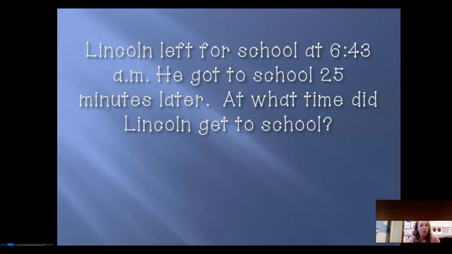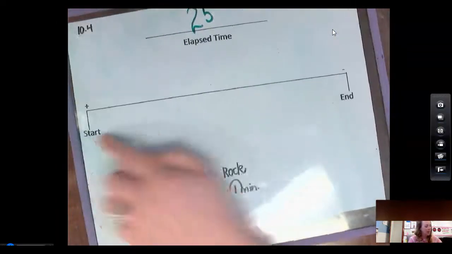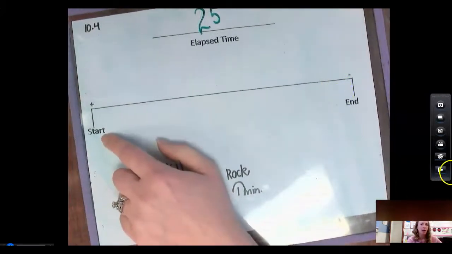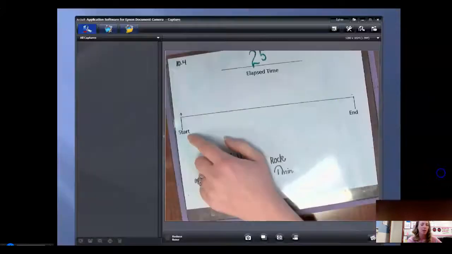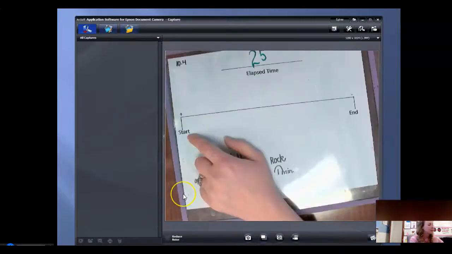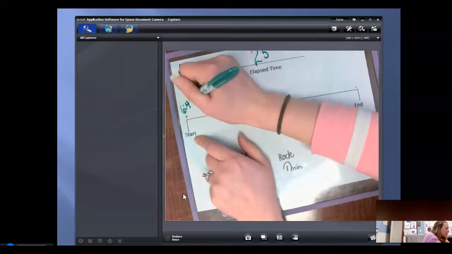When it says he left for school, let's talk about this. When he said he left for school, is that a start time or an end time? You're exactly right. If you said that it was a start time. Yeah, when you leave for school, that's a starting time. So what time did he leave? He left at 6:43. So on our boards, we are going to write 6:43.